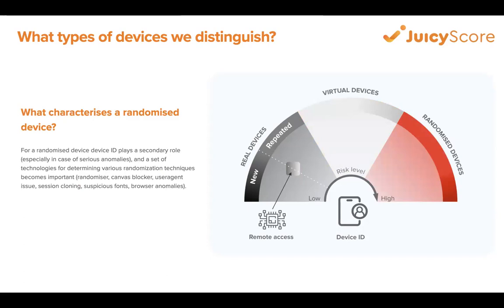Speaking of randomization, we imply the use of any software or code for adding various anomalies to device fingerprints, obfuscation, and concealment of users' activity. One can randomize a physical device or add some interference to a virtual device, in terms of our category descriptions.